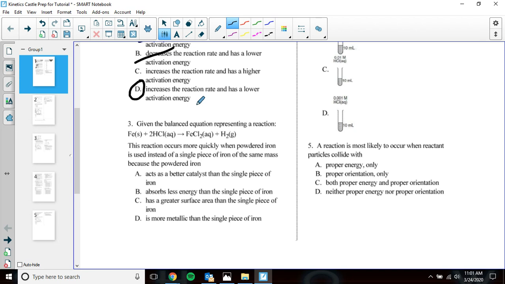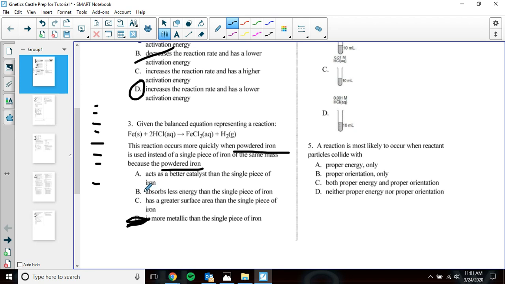So given this big balanced equation, blah, blah, blah, I skip all over that stuff. This reaction occurs more quickly when powdered iron is used instead of a single piece of iron because powdered iron, boom, powdered iron. If I powder the iron, which of the six factors that affect the rate of reaction am I manipulating is basically what this question is saying. It says is more metallic than a single piece of iron. There's no way powdered is more metallic. That doesn't even make sense.